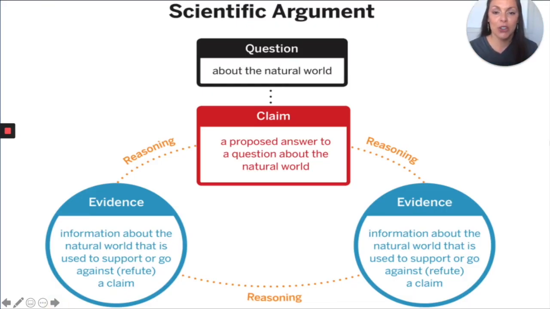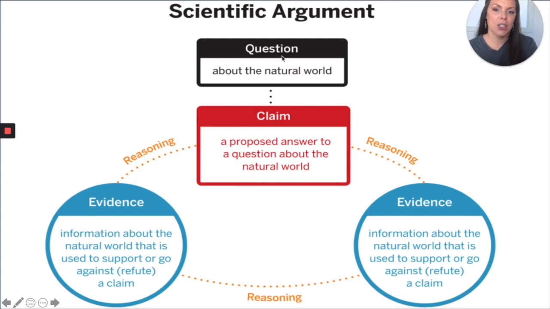Scientific arguments look like this. We call this the claim, evidence, reasoning model. So in science, we often have questions, and those questions drive what we try to figure out and learn in science. And so a claim is an answer to one of those questions. We have evidence to support our claim, like we've talked about, and then reasoning connects all of those things together.